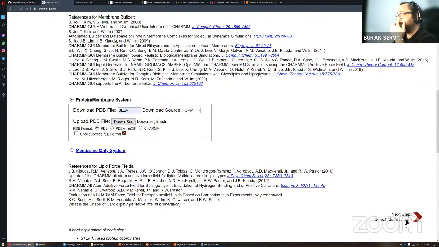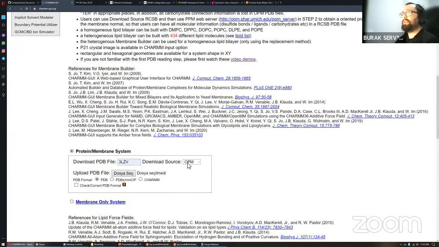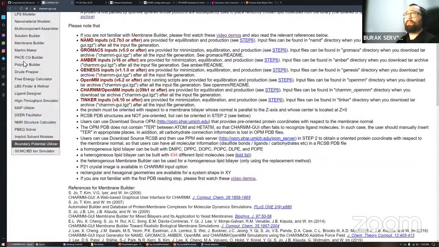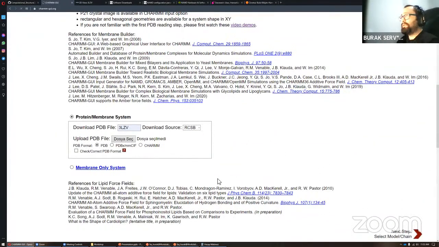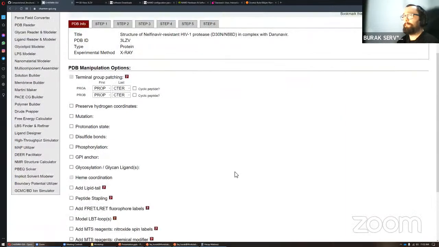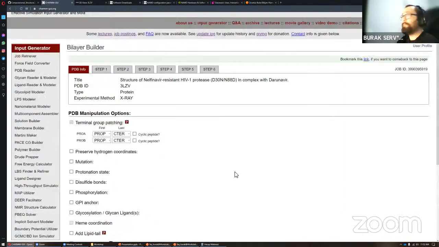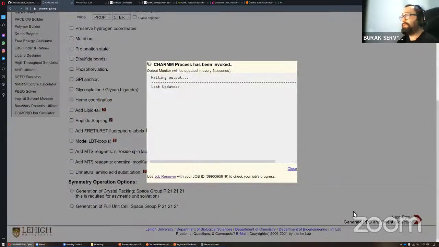That means CHARMM-GUI will call membrane information from OPM servers. For example, we cannot use this PDB ID for this one, but I want to show you. Now I want to click the next step, but if you want, you can create your own membrane. But when you choose these options, actually it cannot find, I'm sorry, it's my mistake, membrane builder. Now we will use this server. Yes, now I want to continue directly. Now you can see this part, generate PDB and orient molecule. That means we will create our membrane.